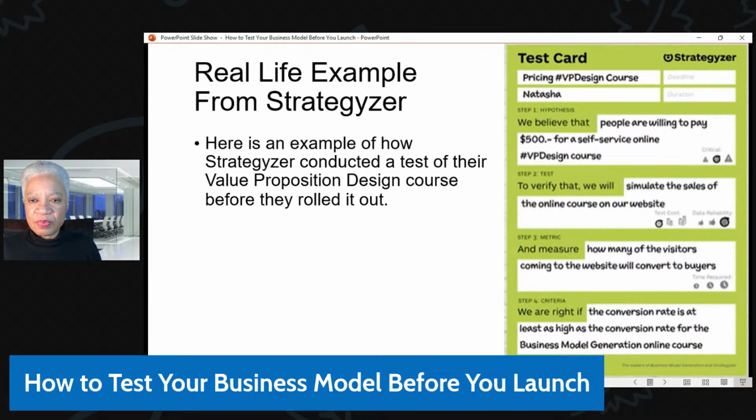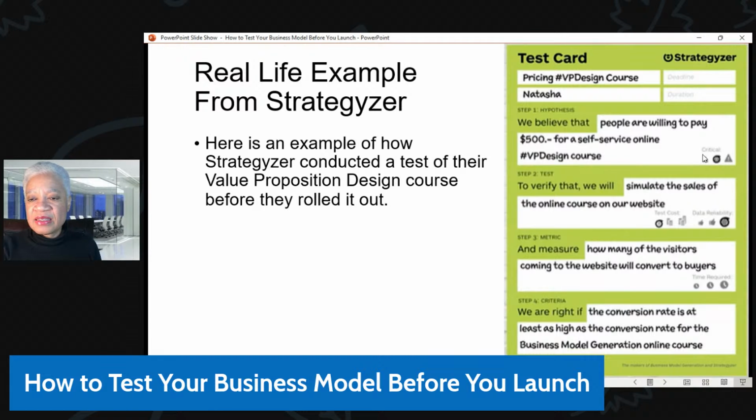So they're pricing the value proposition design course, and the contact person is Natasha. They didn't share a deadline or duration, but their hypothesis, and this is just one of several hypotheses for the same product. The first one, we believe that people are willing to pay $500 for a self-service online value proposition design course.